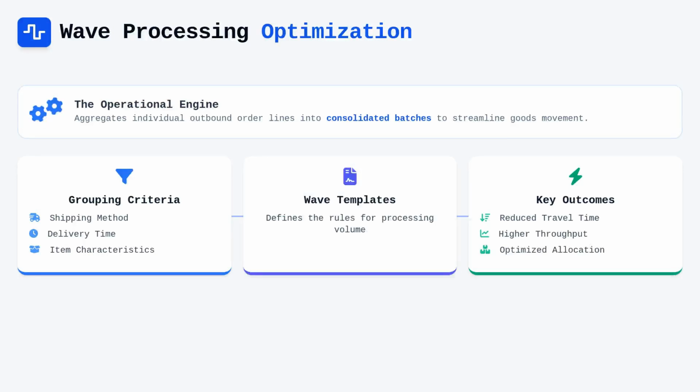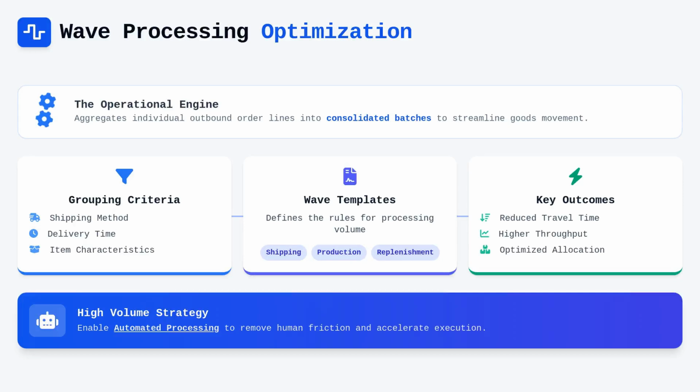The primary mechanism for this consolidation is the wave template, which defines the rules under which a shipment or order volume is processed. When you configure these templates, you must carefully select the wave template type, which dictates whether you are managing shipping, production, or replenishment waves. This initial classification governs the subsequent behavior of the system, including how work templates are assigned and how inventory is allocated to meet order requirements. If your operational volume is high, you should strongly consider enabling the automated processing features available within these templates to remove human friction from the process.